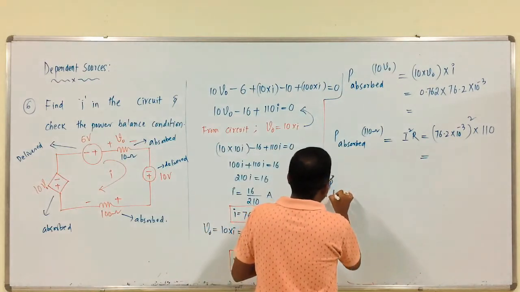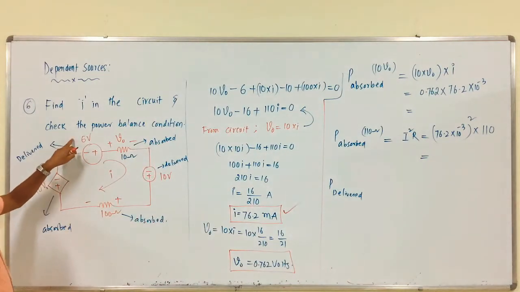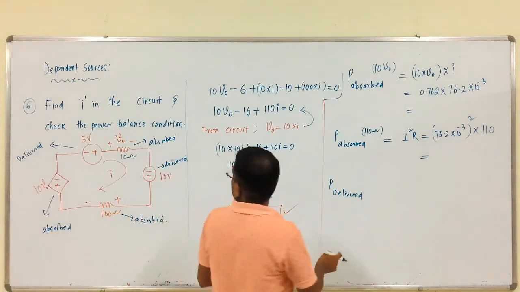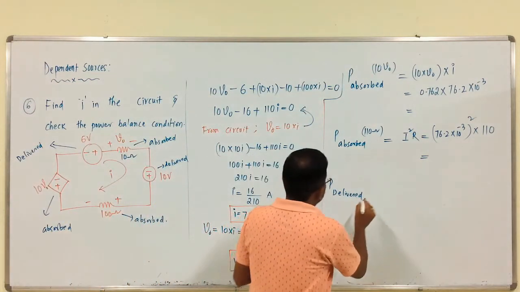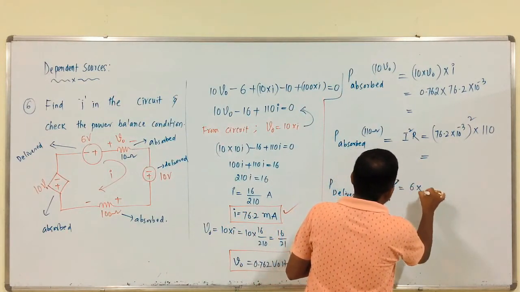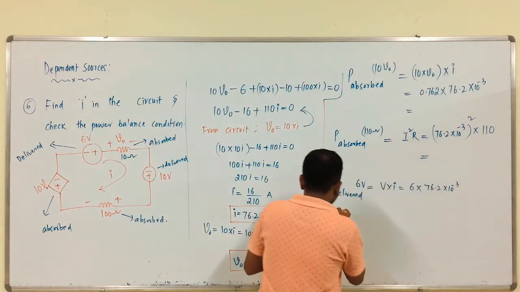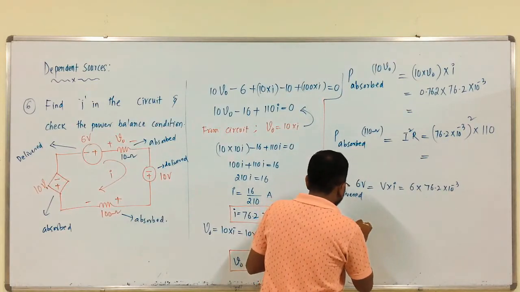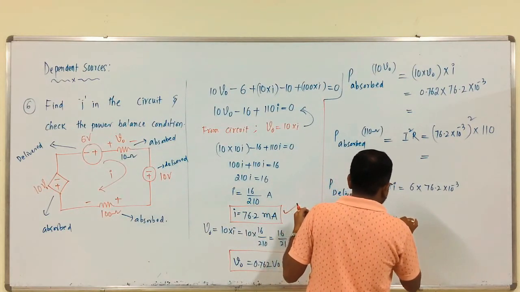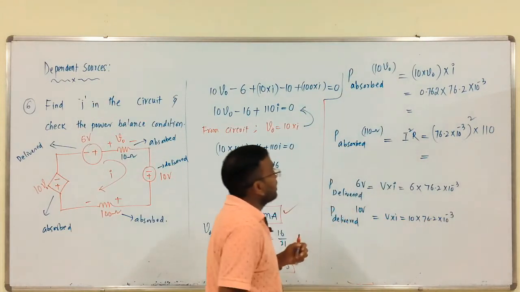Next, the power delivered. The power is delivered through the 6 volts and through this 10 volts. Power delivered by 6 volts is nothing but V into I. What is the value of V? 6. I is nothing but 76.2 into 10 power minus 3. Again the power delivered through this 10 volts is V into I, which is 10 into the value of I, 76.2 into 10 power minus 3. I will write the answers.